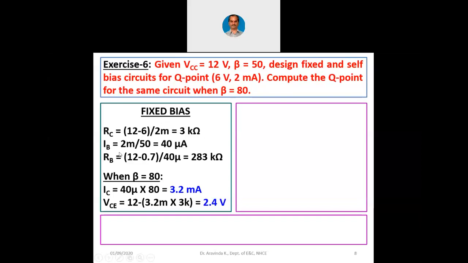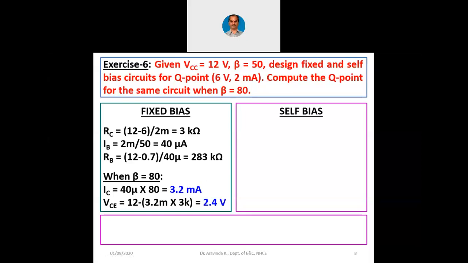We designed a fixed bias circuit for the given Q point, then we replace the beta with a different value and we are finding a drastic change in the Q point. So fixed bias is not a good circuit because the bias remains fixed there. Now, let me work out the self-bias circuit.